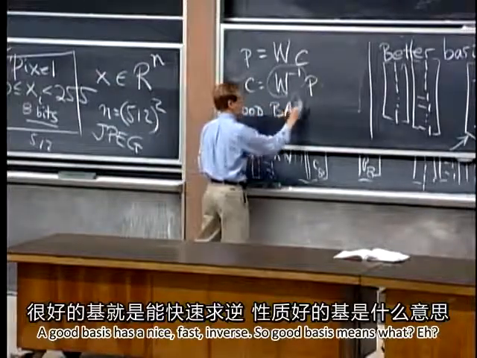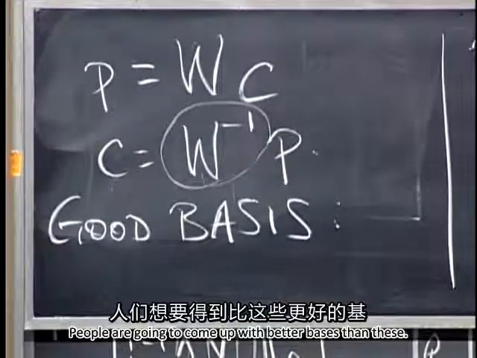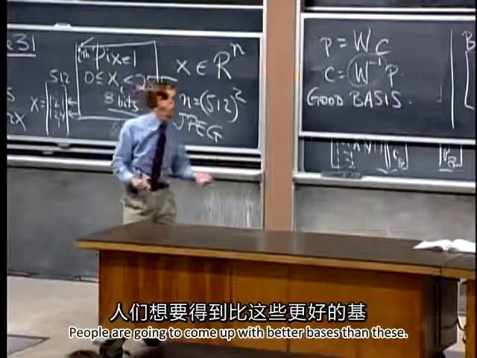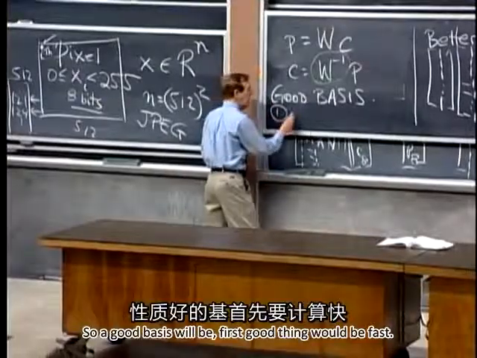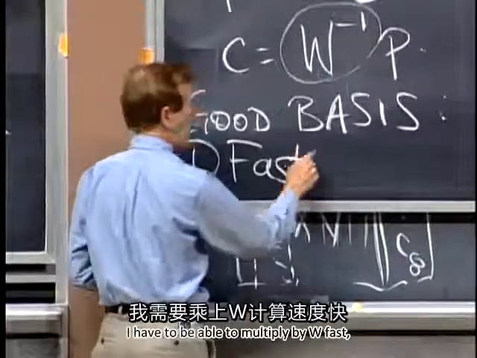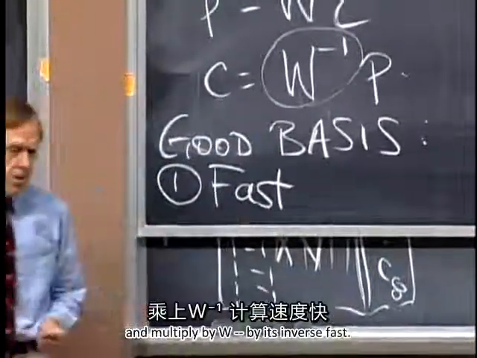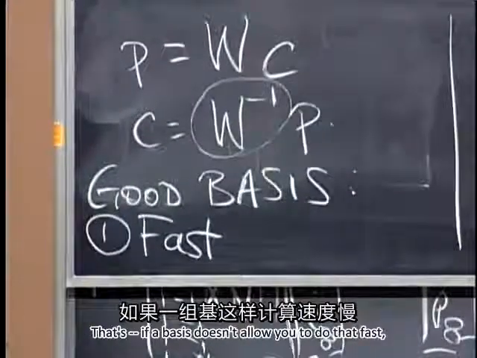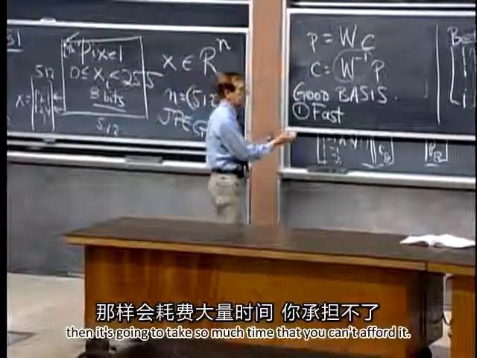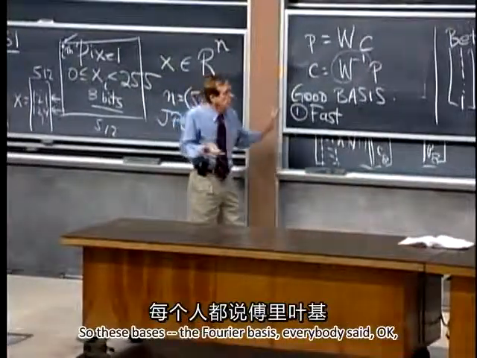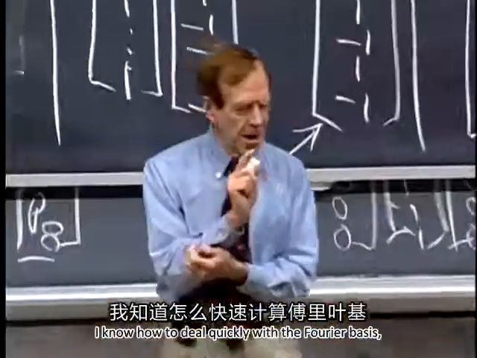basis means what? And so this is like the billion-dollar competition, and it's not over yet. People are going to come up with better bases than these. So a good basis will be, first good thing would be fast. I have to be able to multiply by W fast and multiply by W inverse fast. If a basis doesn't allow you to do that fast, then it's going to take so much time that you can't afford it.